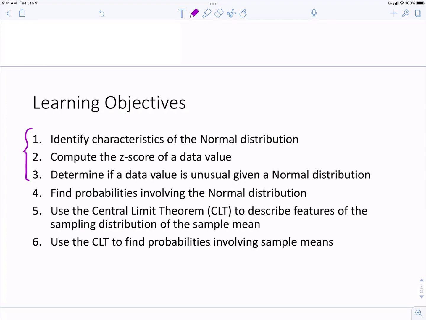So the characteristics of the normal distribution, finding a z-score, and determining if a data value is unusual in a normal distribution. The second video is going to cover objective number 4, which involves finding probabilities using the normal distribution. And the last video is going to cover the topic of the central limit theorem, which we often abbreviate as CLT. So let's go ahead and get started with video number 1.